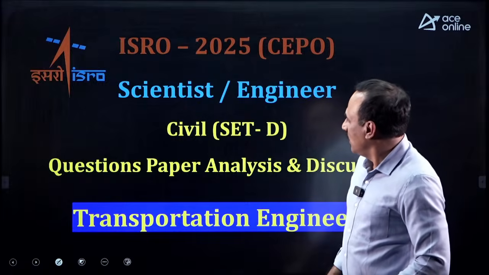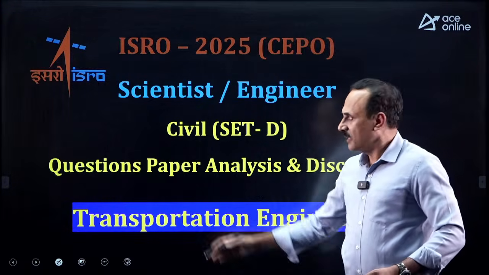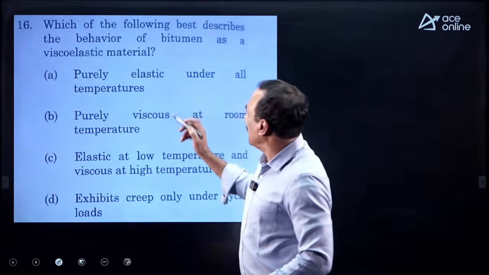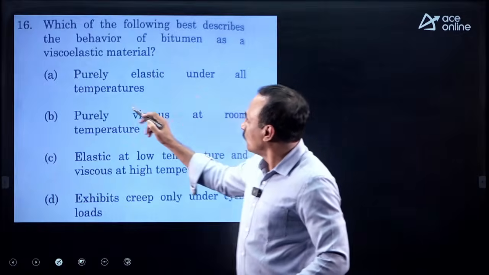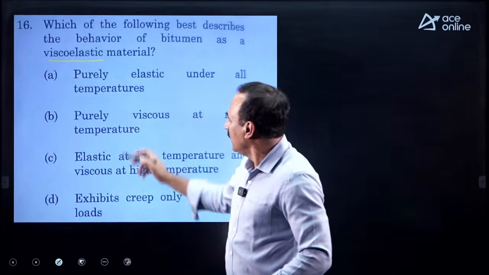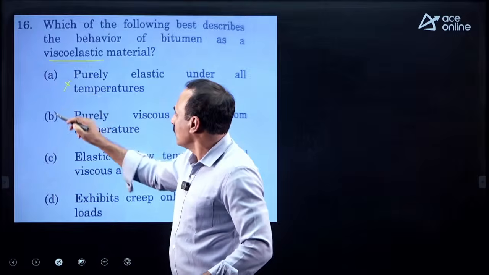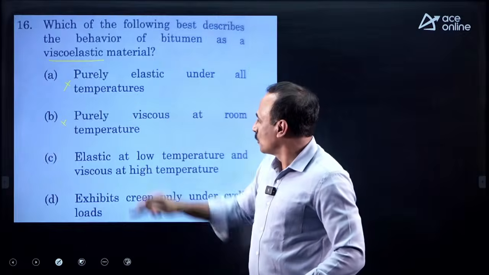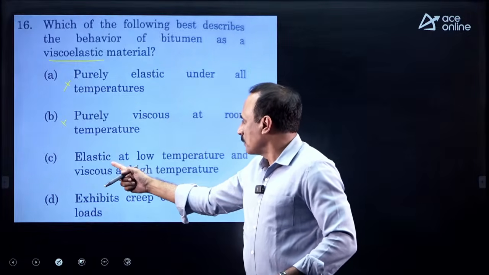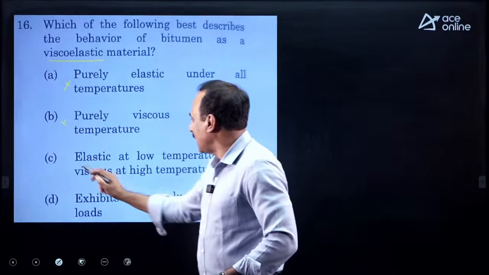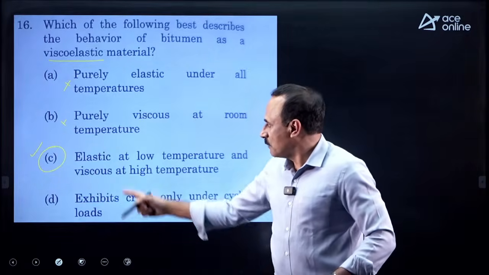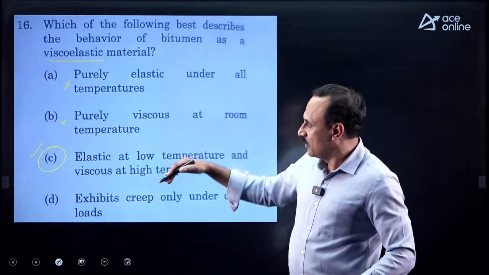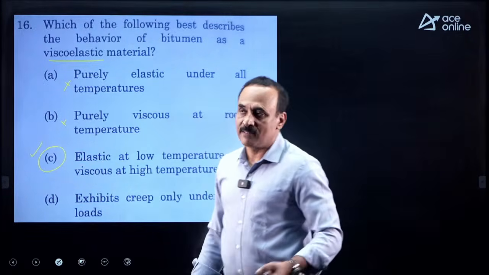A straightforward question. Now coming to transportation engineering, here also the questions are very simple and straightforward. Which of the following best describes the behavior of bitumen as a viscoelastic material, viscous plus elastic material? Purely elastic under all temperatures is wrong, because it has two parts. Truly viscous at room temperature is also wrong. Option C, elastic at low temperature and viscous at high temperature, is a suitable option. Option D, exhibits creep only under cyclic loading, is nowhere related to that. So the final answer is option C.